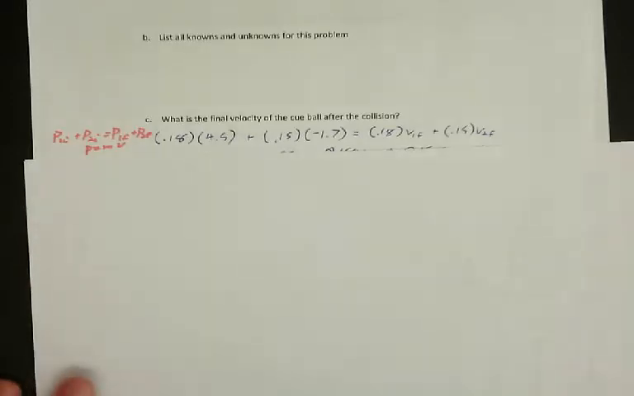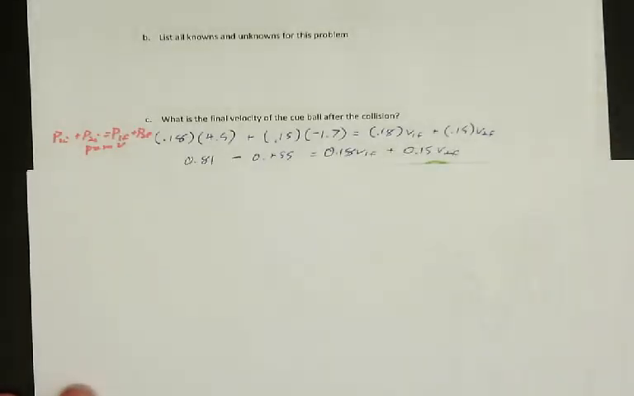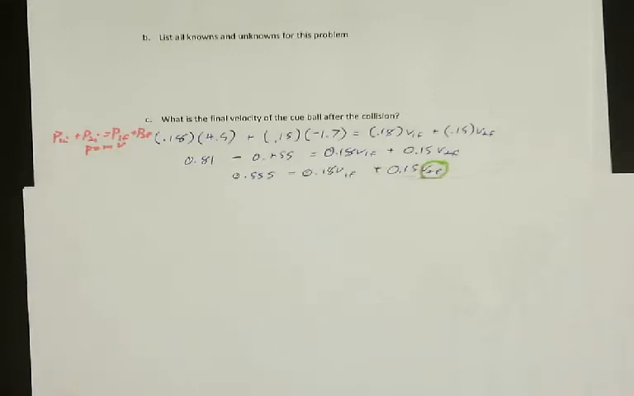And then I went ahead and simplified that down. 0.555 equals 0.18 V1 final plus 0.15 V2 final. Okay, that's as far as you can get. You cannot get any further than that.